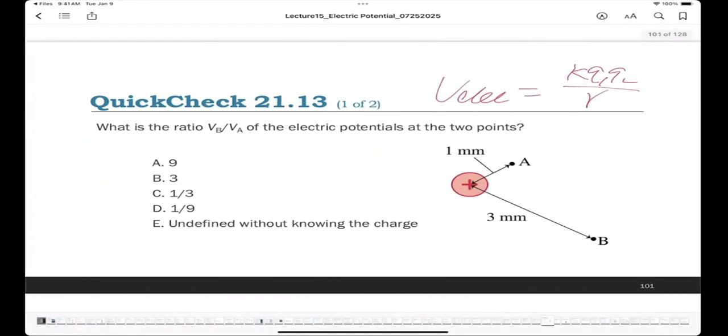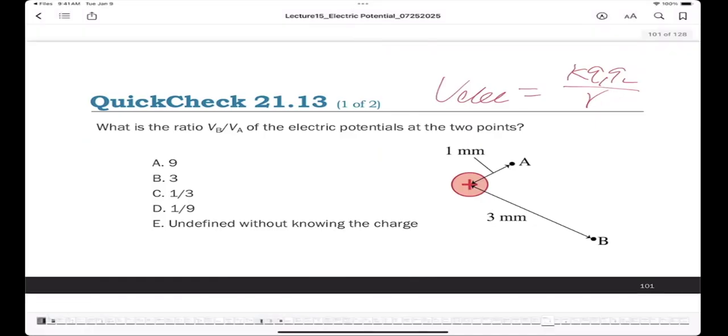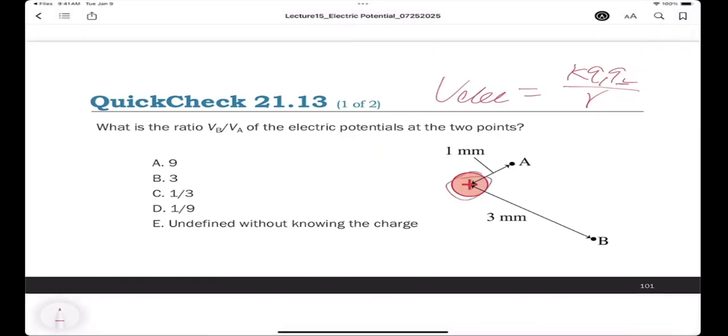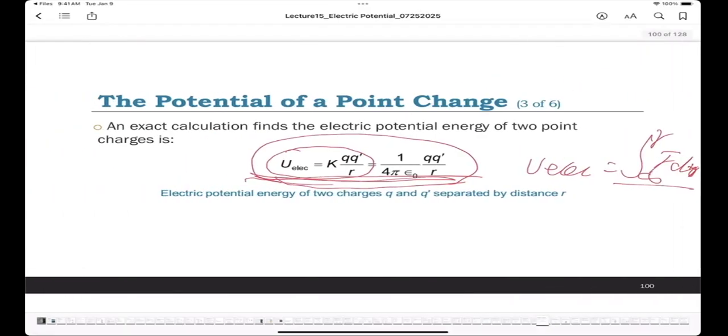For A and B, K is the same thing, and Q1 is the same thing. Q1 is this source, and Q2 is this charge, so it's the same. The difference is just R: one is 1 and the other is 3. So VB should be 1 divided by 3 because it's here, and VA should be 1, so the ratio should be 1/3. Does that make sense to you? We use this equation we have already talked about.